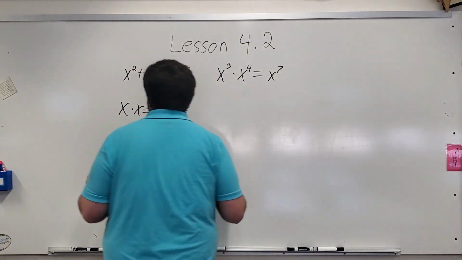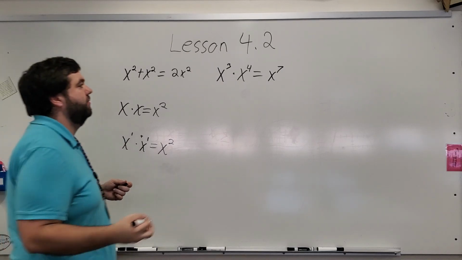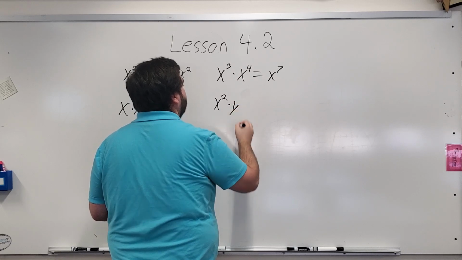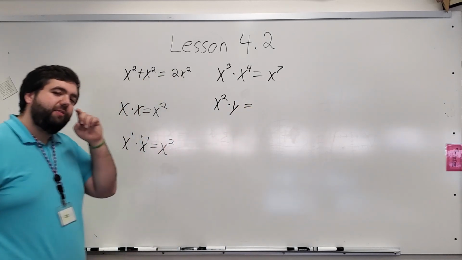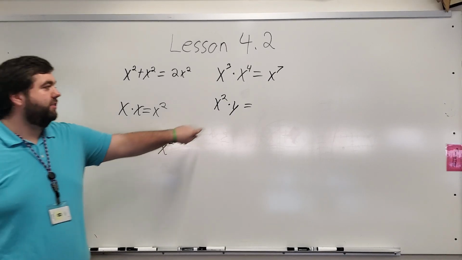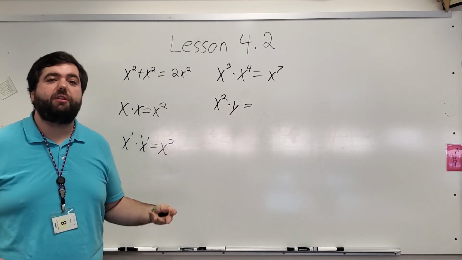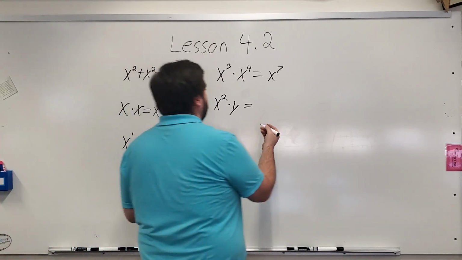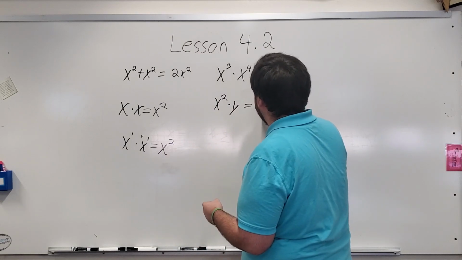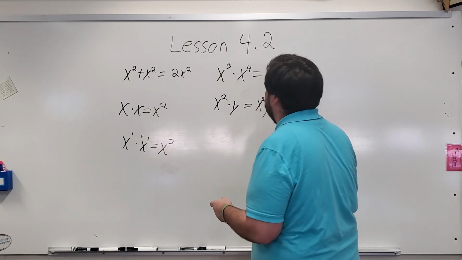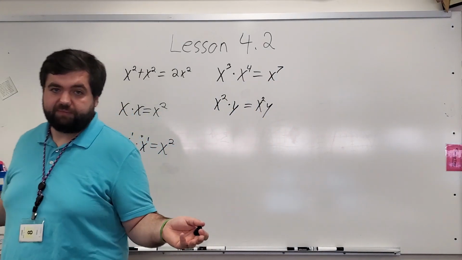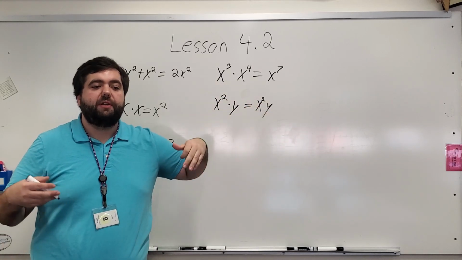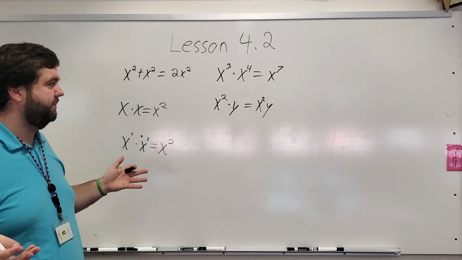This continues to apply though. What if they're different bases, right? So what if I have x squared times y? Well, now we have different bases. But this is still only one term because there's no addition or subtraction in between them. So I just multiply straight across. X squared times y becomes x squared y. And that's it, I'm done. X squared keeps its power, y keeps its power, you just combine them, okay?